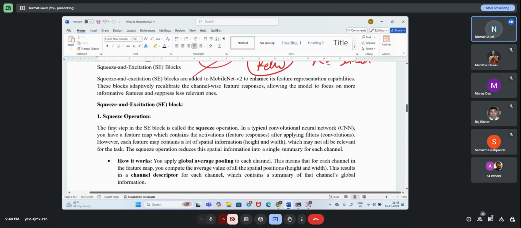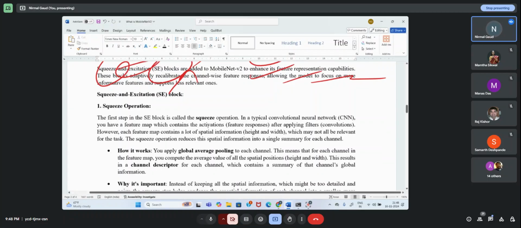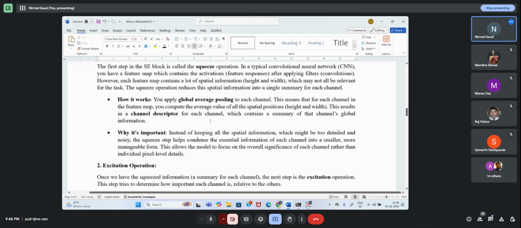Here they introduce squeeze and excitation block. It enhances the capability to perform recalibration. What is this squeeze and excitation? I have something to say about it. In SE block, the first is squeeze. It is a typical convolution. See, पूरा ही convolution है वो तो. Convolution के बिना तो कुछ है ही नहीं. Convolution, convolution, convolution. Everything is convolution.